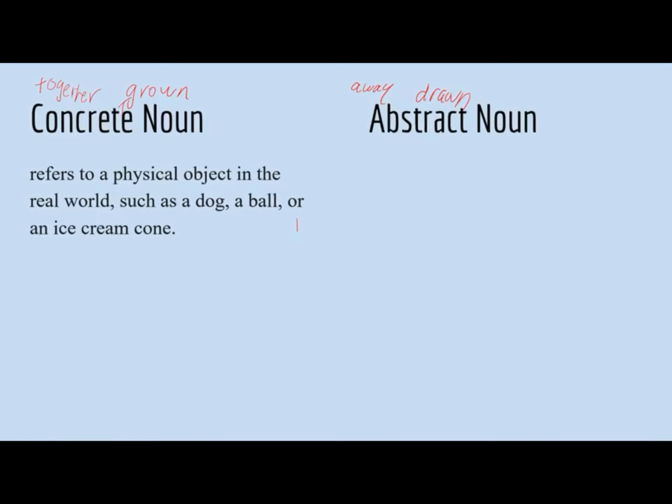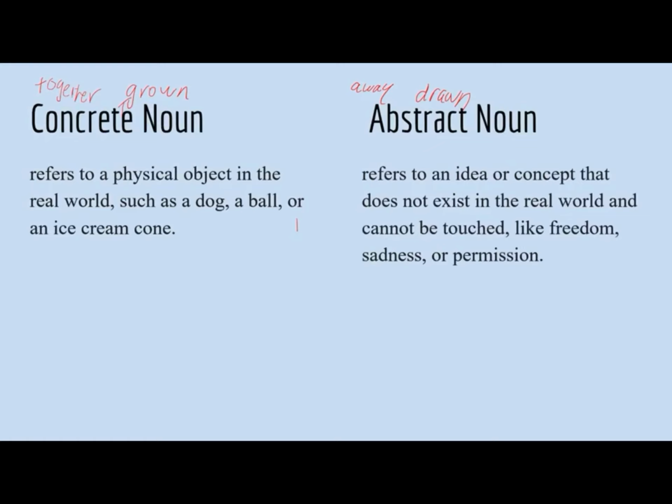So a concrete noun refers to a physical object in the real world, such as a dog, a ball, or an ice cream cone. Abstract nouns refer to an idea or concept that does not exist in the real world and cannot be touched, like freedom, sadness, or permission. If you're confused between these two, just think abstract, you can't touch it in real life, while concrete, you can.